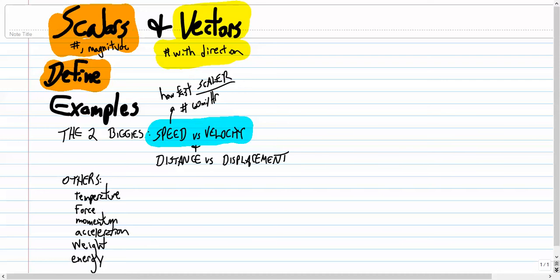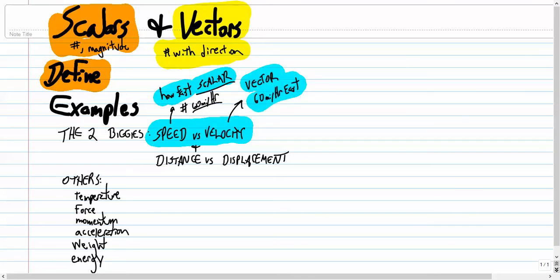Ooh, I just spelled scalar wrong. That's horrible. Nobody needs to know about that. So speed is a scalar because it's just a number, like 60 miles per hour. But velocity is a vector because it has a direction. So you could say 60 miles per hour to the east, and you just took a scalar and turned it into a vector just by throwing on this east here. So speed is a scalar because it's just how fast. Velocity is a vector because it's how fast, which way.